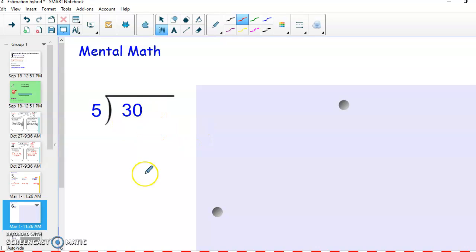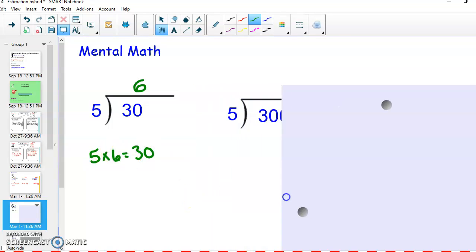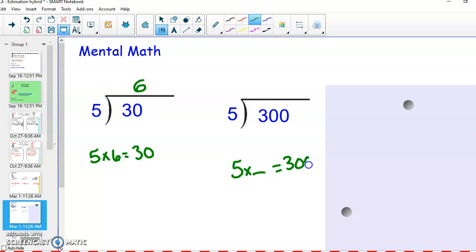Let's do another. 5 goes into 30 how many times? Well, let's make this one green. 5 goes into 30 6 times, because 5 times 6 equals 30. If we have 300 divided by 5, it's the same thing as we did in the last slide. 5 times what number equals 300? Well, I know 5 times 6 equals 30, but I've got that extra 0 there, that extra place value. So 5 goes into 30 6 times, bring up that 0. 5 times 60 is 300.